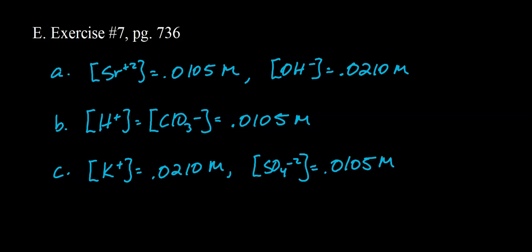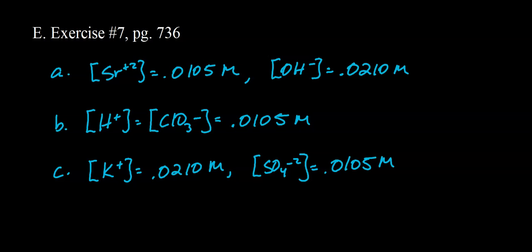HClO3, that is called chloric acid. Chloric acid is a strong acid, so it completely ionizes, produces 1 mole of hydrogen ions and 1 mole of chlorate ions per mole of the acid that ionizes, and so their concentrations in solution will be 0.0105 molar for each.